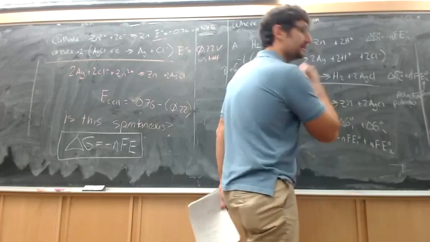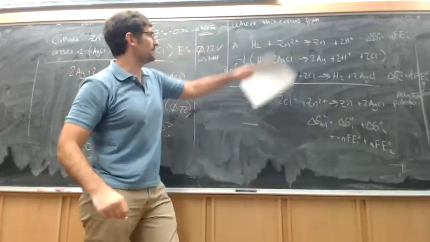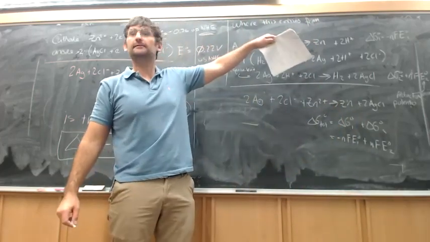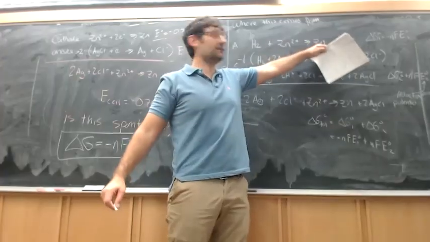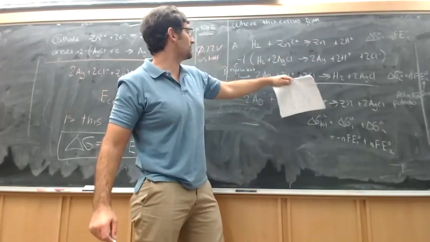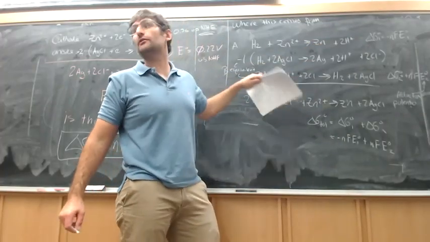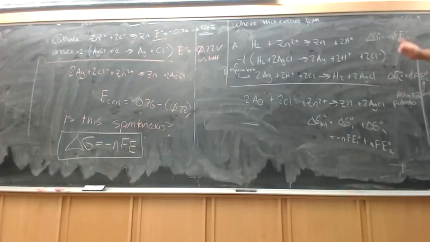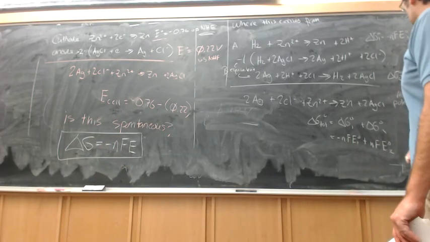Now, N and F are the same, right? Both of these have 2 electrons implicit in them, so the 2 electron redox event with zinc. And here I've written it so it involves 2 protons and 2 silver, so N is 2 for both of them, here and here. And F is a universal constant.